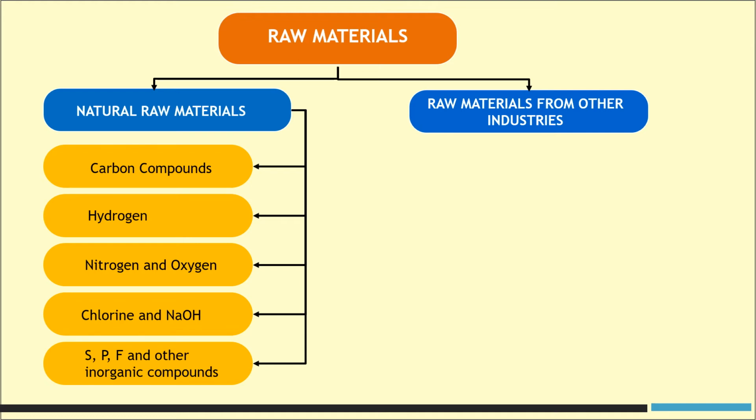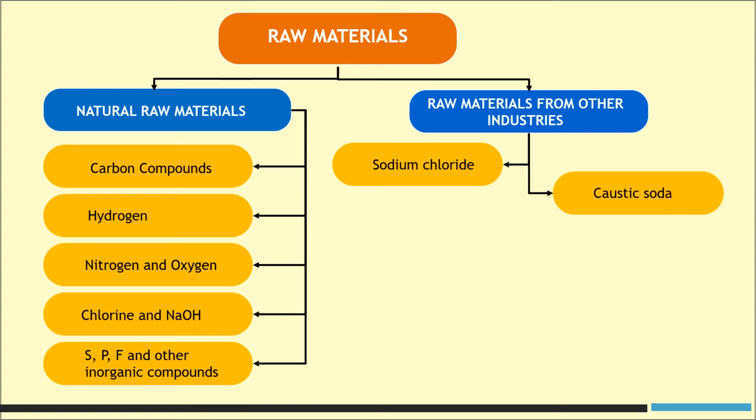Let us consider the raw materials from other industries. Sodium chloride. Sodium chloride is a raw material used for making soda, in the manufacture of aluminium and for making sodium hydroxide. The next raw material is caustic soda. Caustic soda is the raw material used in the preparation of soap.